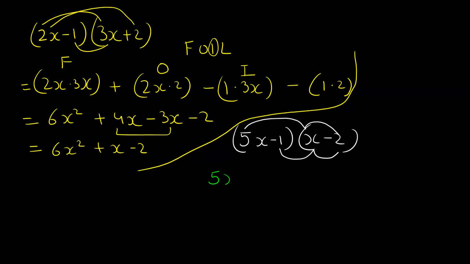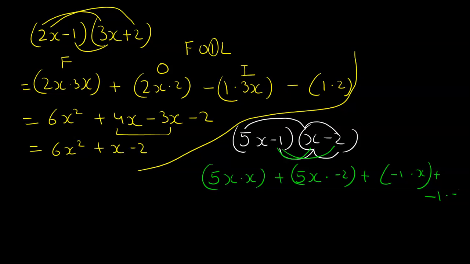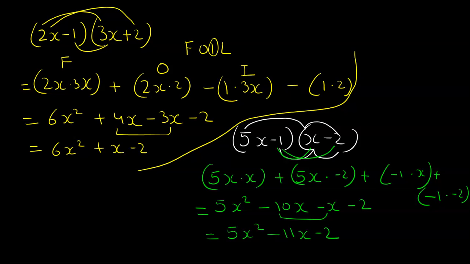So in this one we have 5x times x, just the same procedure. Then we have 5x times negative 2. Then we have negative 1 with x, and the last one, we have negative 1 times negative 2. And now we can simplify it. From 5x times x we get 5x square, 5x times negative 2 we get negative 10x, then we get negative x and positive 2. However, we can simplify it a little bit further using these two terms because they are like terms. Negative 10x and negative x, they will be added and the sign will be negative. We get 5x square minus 11x plus 2, and that is our answer for this one.